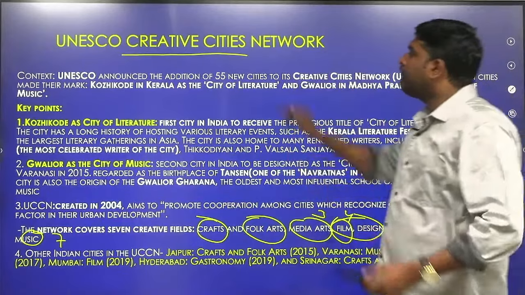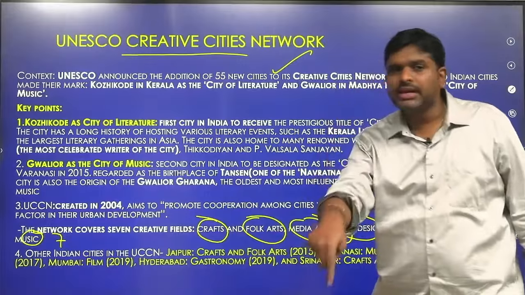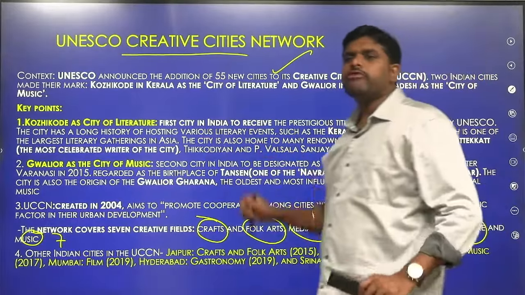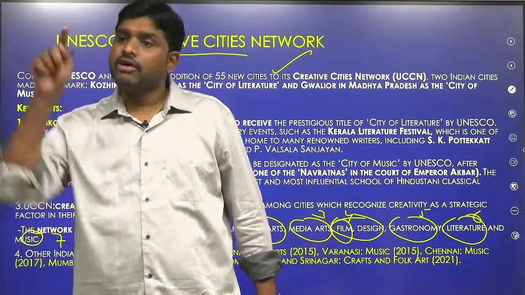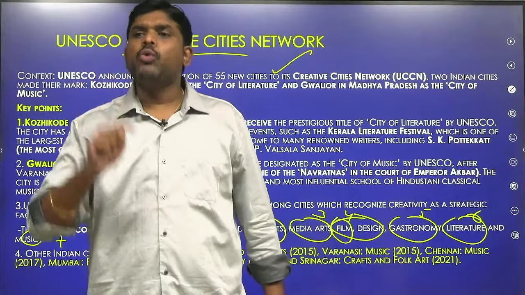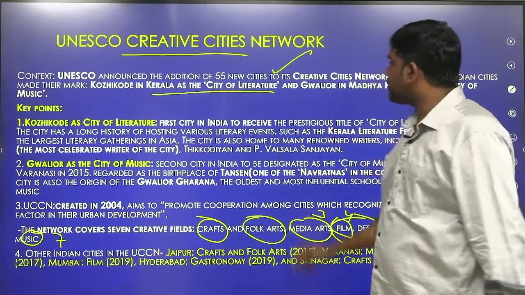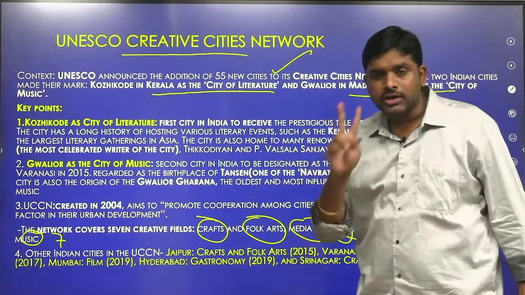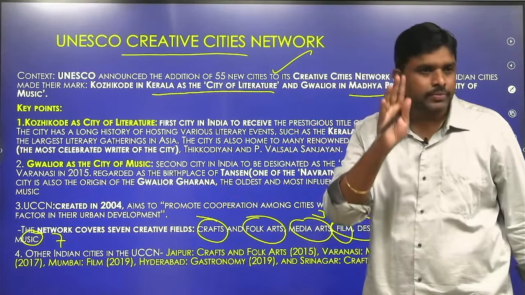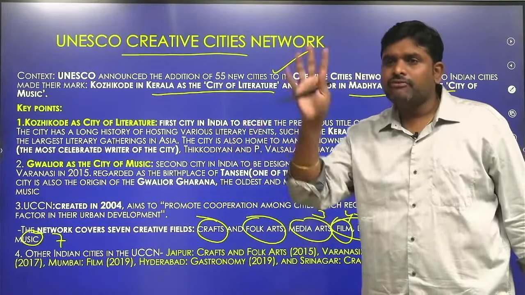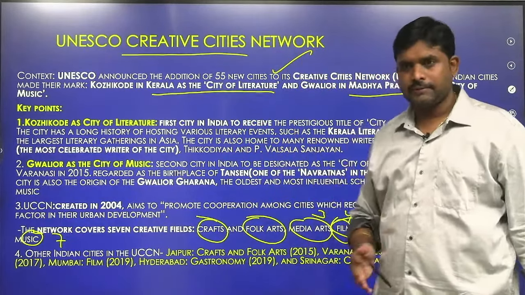Who got awards? UNESCO announced 55 new cities to its Creative Cities Network. From that 55, 2 are present in India. In January 2024, UNESCO declared 55 cities as UNESCO's Creative Cities. From that 55, 2 are from India. One is Kozhikode as a city of literature, and Gwalior as a city of music. So, in 2024, 2 cities were identified under UNESCO's Creative Cities Network. 55 were identified across the world, and from them 2 are in India: Kozhikode for literature and Gwalior for music.